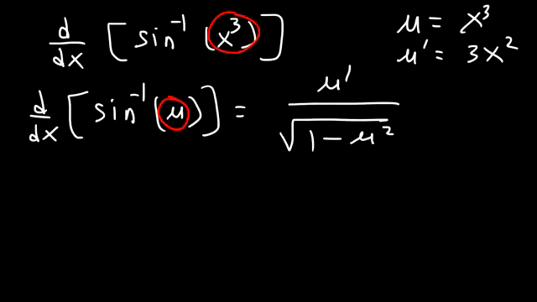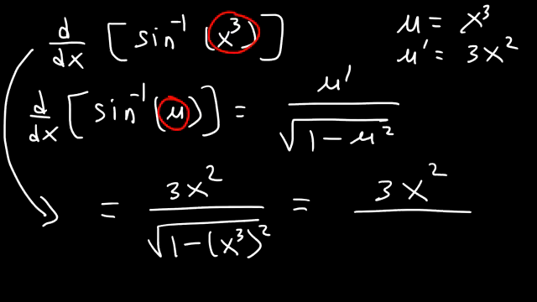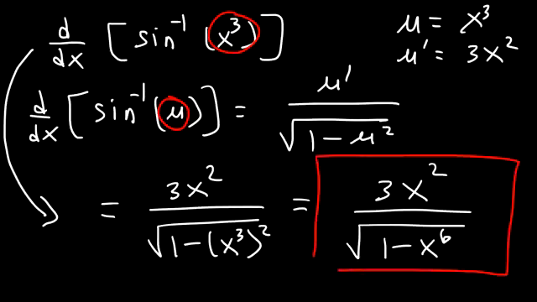So now we can get the answer. The derivative of arc sine x cubed is going to be u prime, which is 3x squared, divided by the square root of 1 minus u squared, or 1 minus x cubed squared. So the final answer is 3x squared divided by the square root of 1 minus x to the 6th power. And so this is the answer.